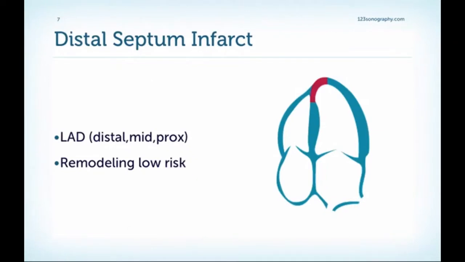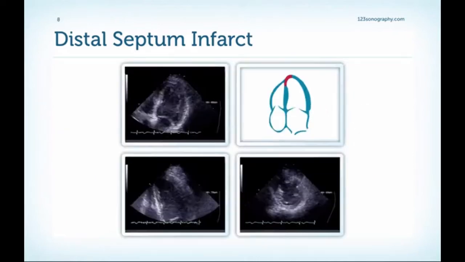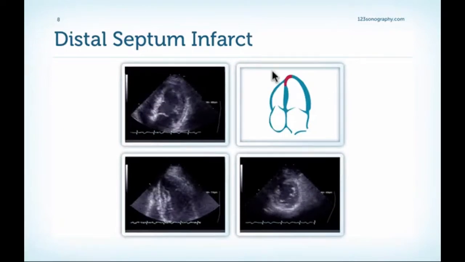The next form of infarct is the distal septal infarct. Here you have the involvement only of the distal septum. Again, the LAD is involved. Again, it can be the distal, the mid, or the proximal LAD. And similar to the example I showed you before, the risk of remodeling is also very low because the residual function is still okay. Here is an example.